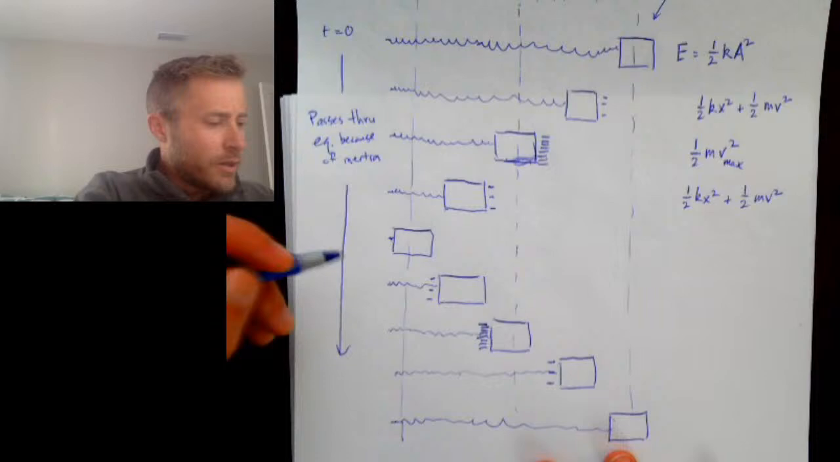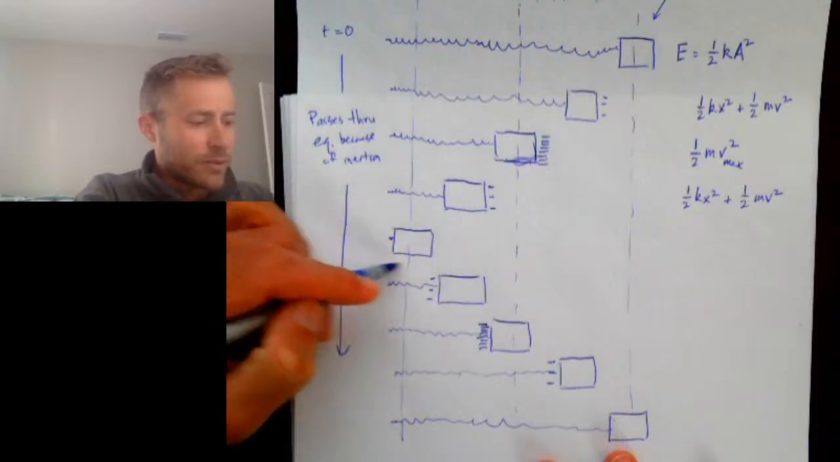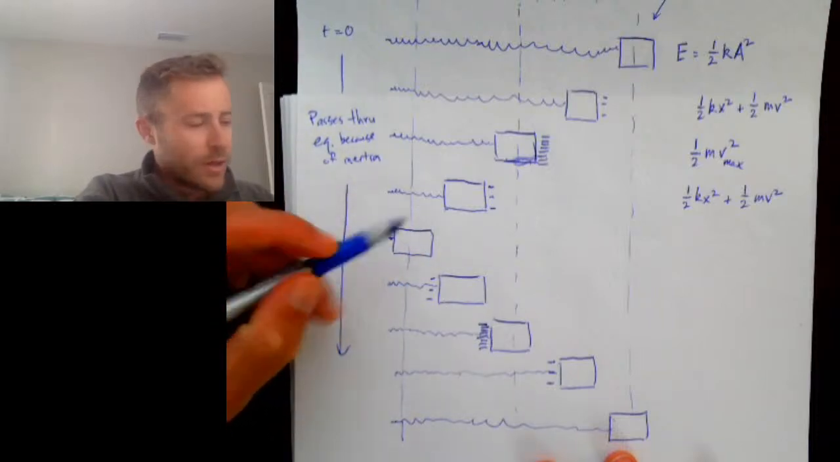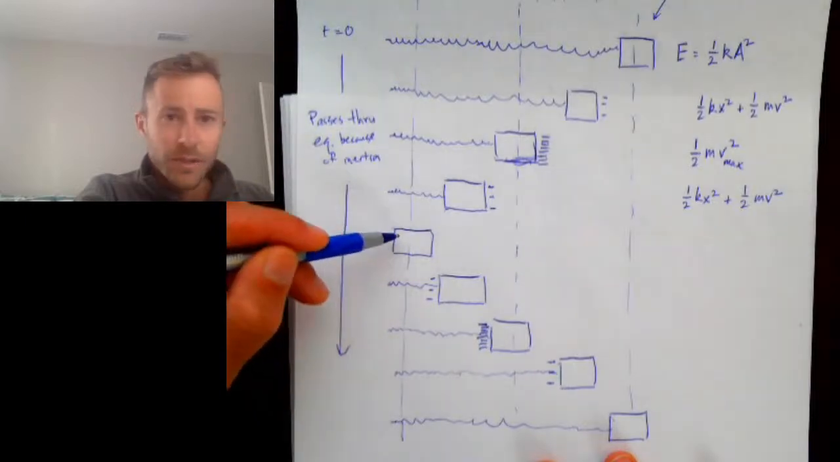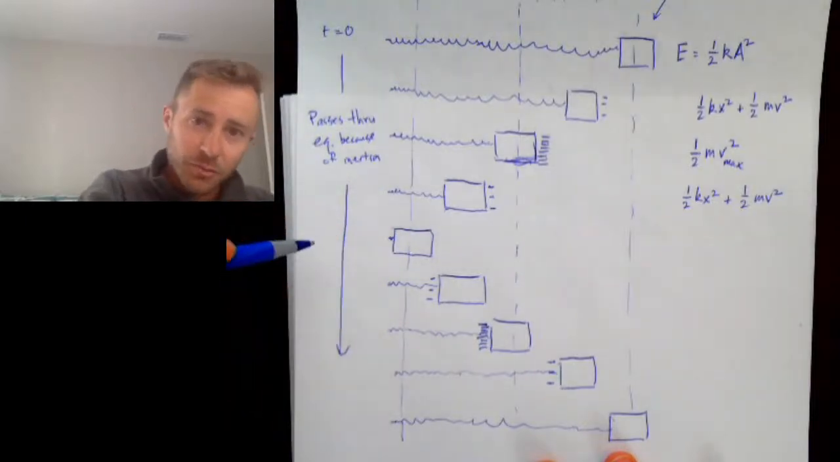Okay, so here we have that the mass is fully compressing the spring, so we have no kinetic energy. If we did have kinetic energy, it would compress the spring even more.